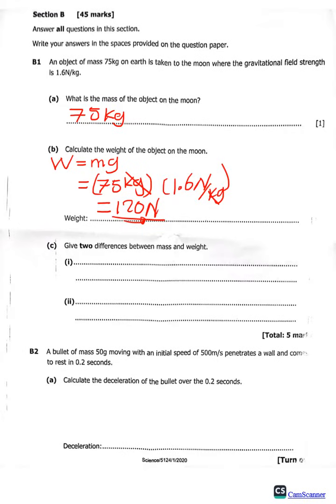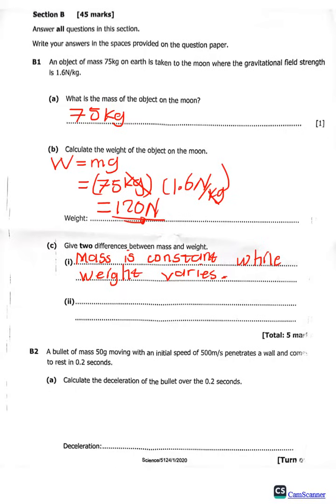Now let's look at question C. State two differences between mass and weight. So the first one, mass is constant, while weight varies. So weight depends on the gravity where an object is.